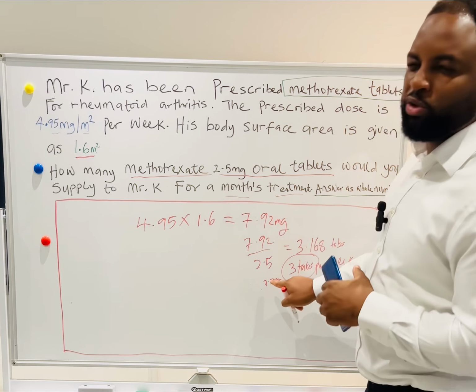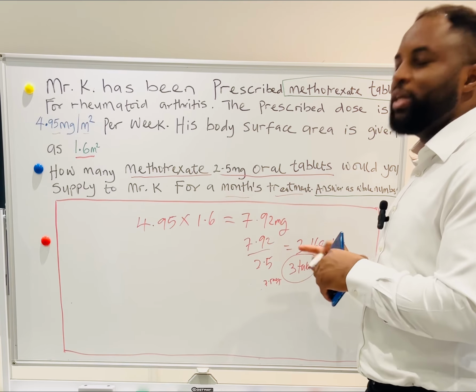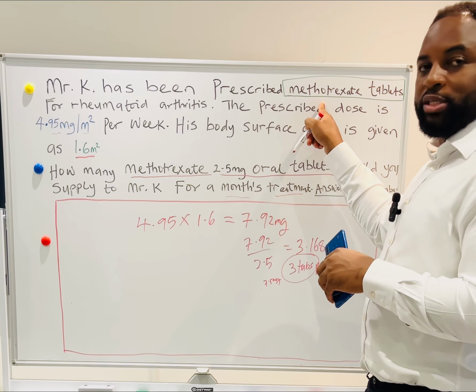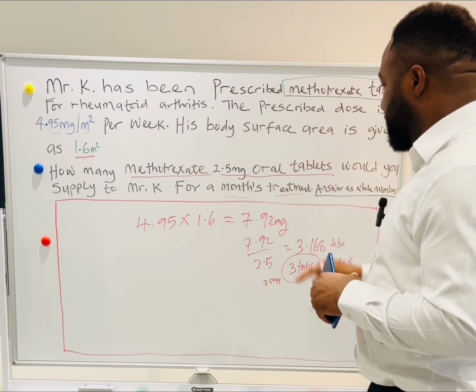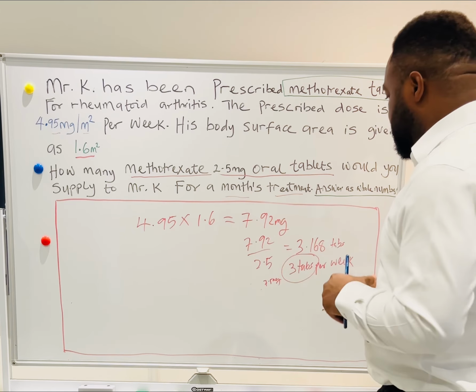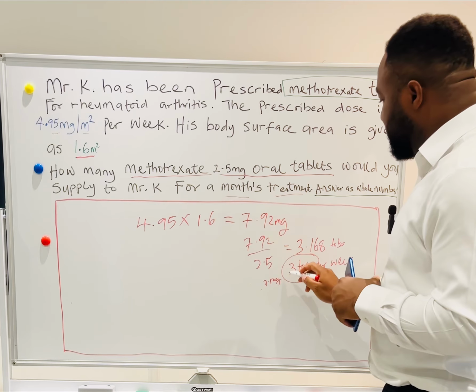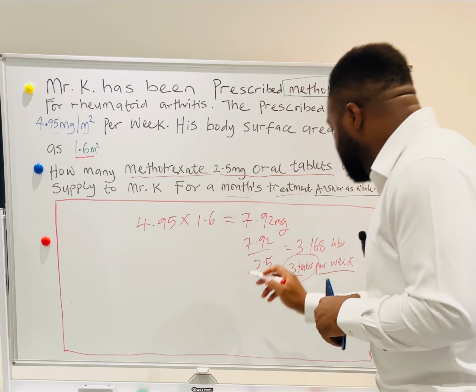You won't give them 4 tablets either, because if you give 4 tablets, that takes you to 10 milligrams per week, which is a significant overdose. Look at the drug that we're trying to give to the patient as well. It's a drug that can cause toxicity quite easily. So the correct decision is needed. All right, so here, I'm going to make that decision to give 3 tablets per week.